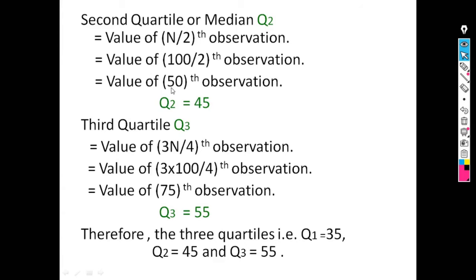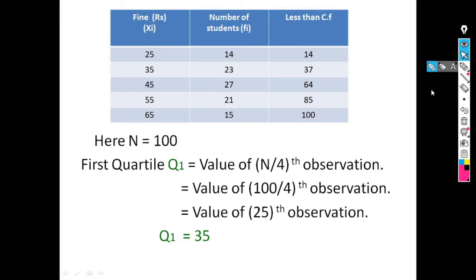So 100 by 2 is equal to 50. So it is the value of the 50th observation. Now we have to check the less than type cumulative frequency which is just greater than 50. So our first frequency is 40, which is less than 50. Then our second cumulative frequency is 37, which is also less than 50. We have to check the cumulative frequency which is just greater than 50. Now 64 is greater than 50.